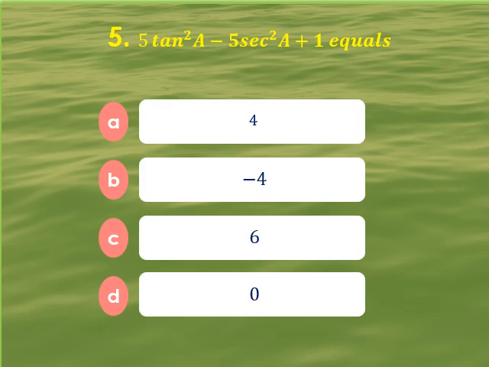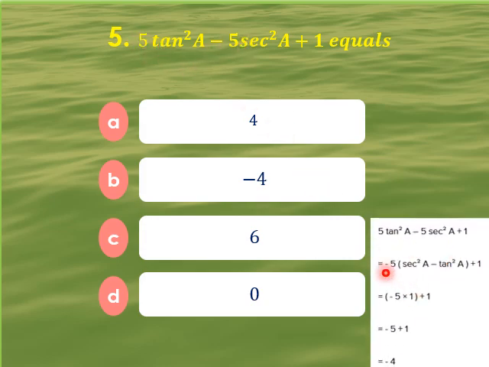5 tan square A minus 5 sec square A plus 1 equals what? Whenever we see tan square and sec square, immediately the identity should come: 1 plus tan square A is equal to sec square A. Or in other words, sec square A minus tan square A is equal to 1. But we are given tan square A minus sec square A, so we will take minus 5 common. So we will take minus 5 times sec square A minus tan square A.